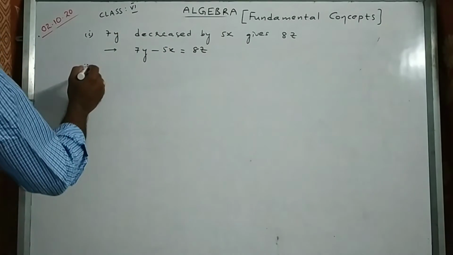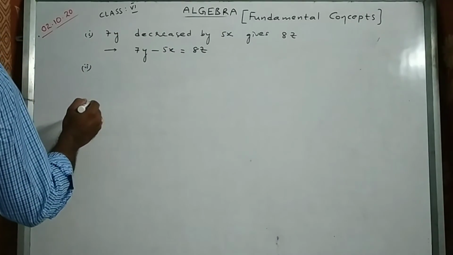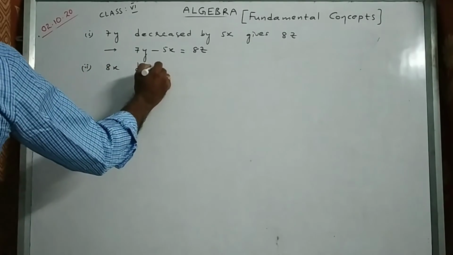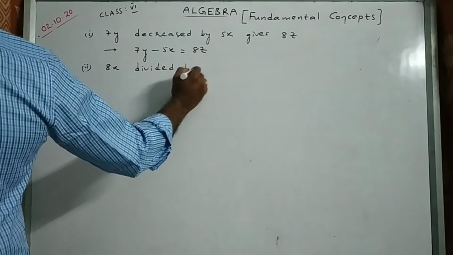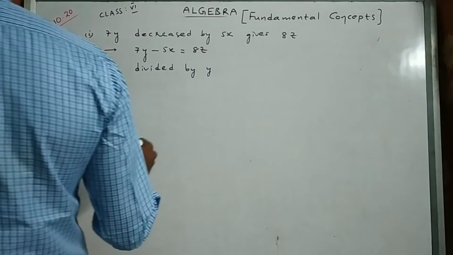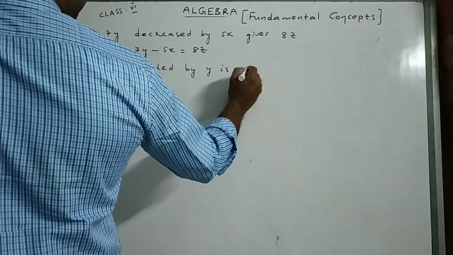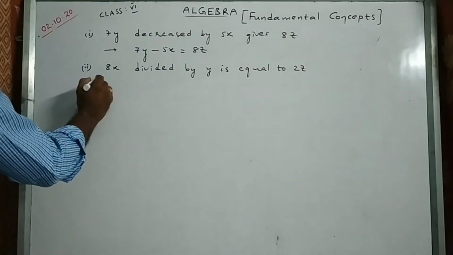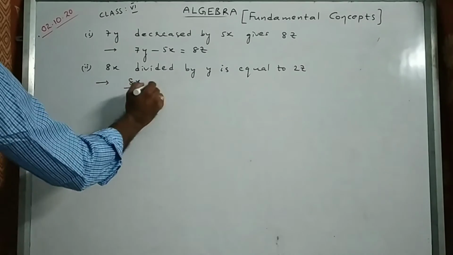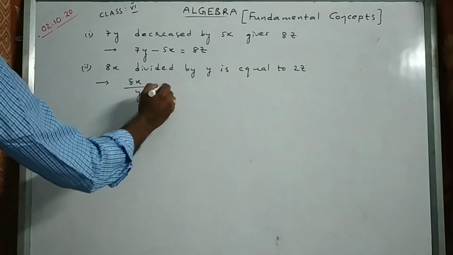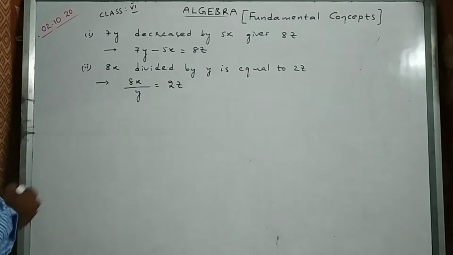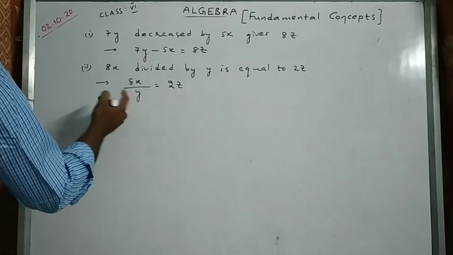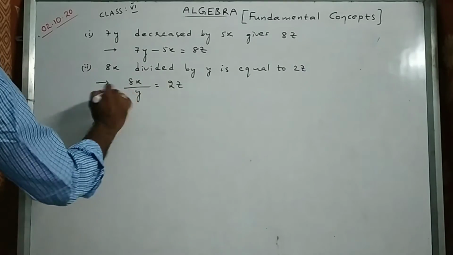Okay. Next, 8x divided by y is equal to 2z. So 8x divided by y is equal to 2z. How do we read that statement? You write it in symbolic form, right? 8x by y, divided by means by y.